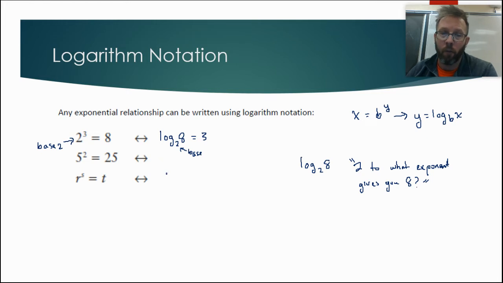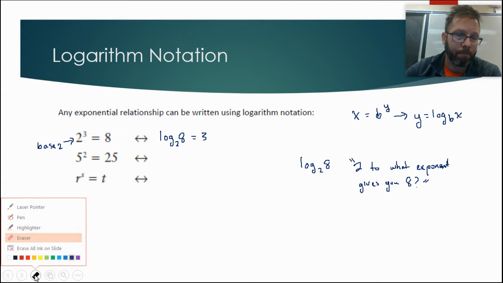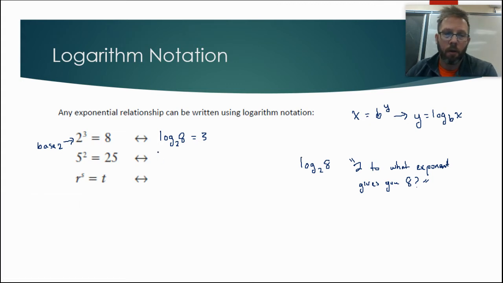So rewriting 5 squared equals 25. I'm going to erase the base I have there, just so I have some room to write. 5 squared equals 25. We write that as log, the base is 5, of 25. So this is saying log base 5 of 25 is asking, 5 to what exponent gives you 25? Well, we know that's equal to 2. So we have this relationship of how exponential form and log form are related.